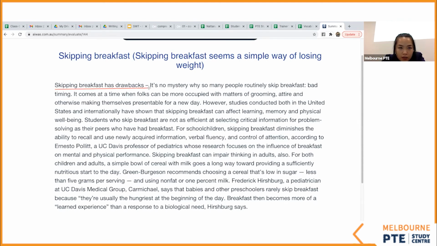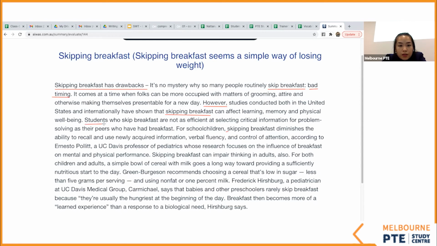Skipping breakfast has the drawback. Routinely skip breakfast, and they say about bad timing. All right. Now, occupy my time, present a new day. However, a connector. Whatever it is, then they say skipping breakfast. Students who skip breakfast. For children, skip breakfast.